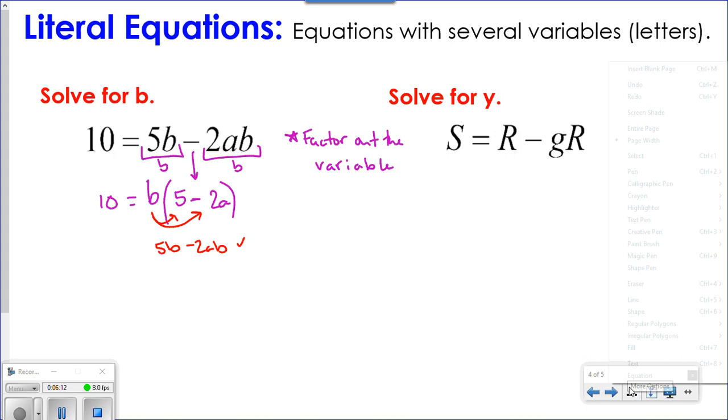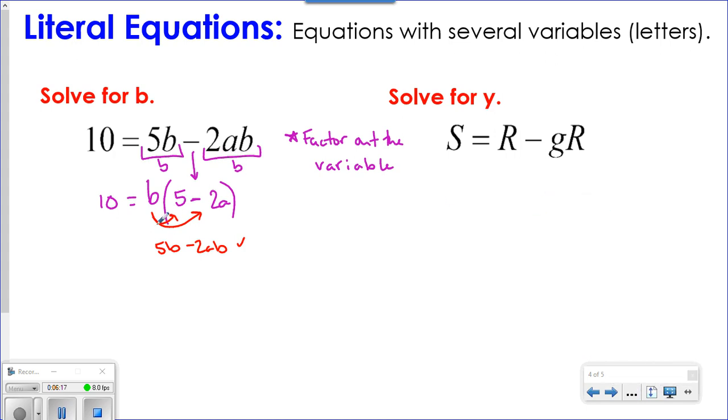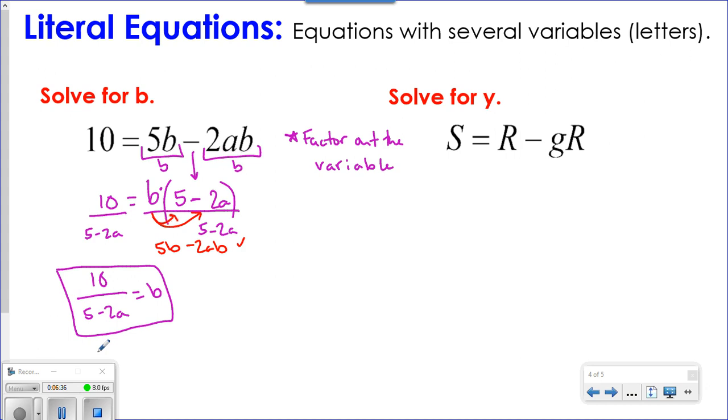But we don't want to put the pieces back together. We want to keep working to see if we can get b by itself. Once I have this, I'm going to divide both sides by 5 minus 2a, because this is multiplication here. So we divide by 5 minus 2a, and that's going to end up being our final expression for b. We have b equals 10 over the quantity 5 minus 2a.